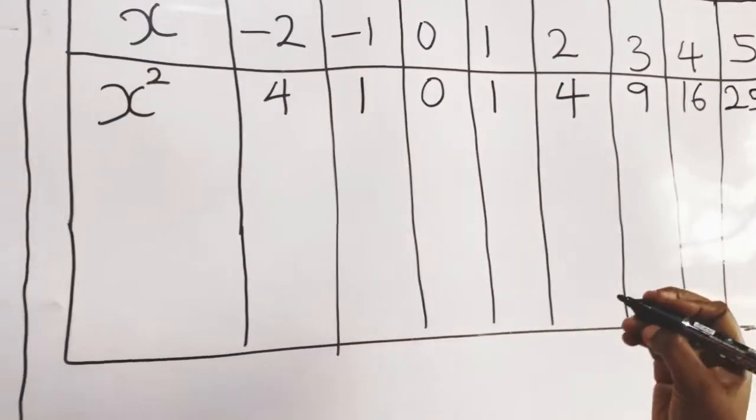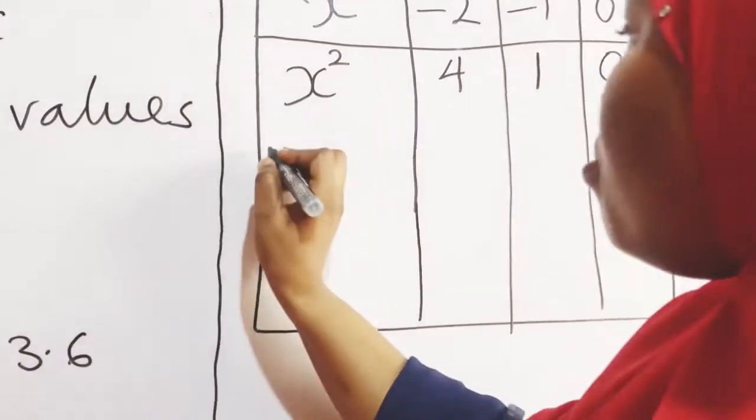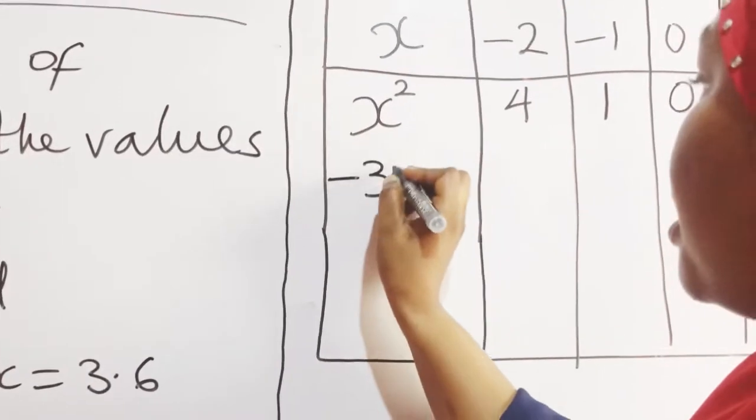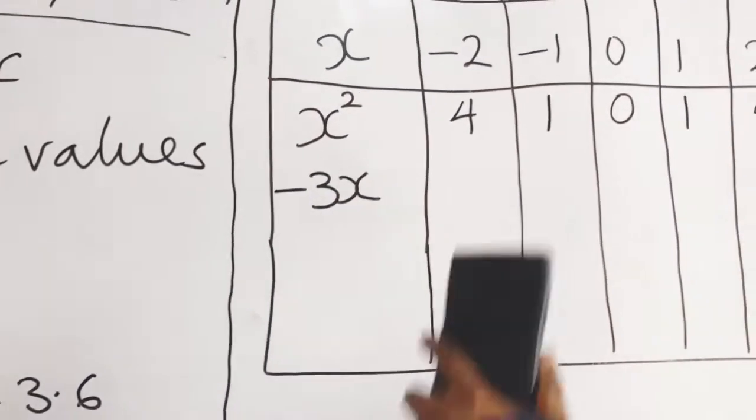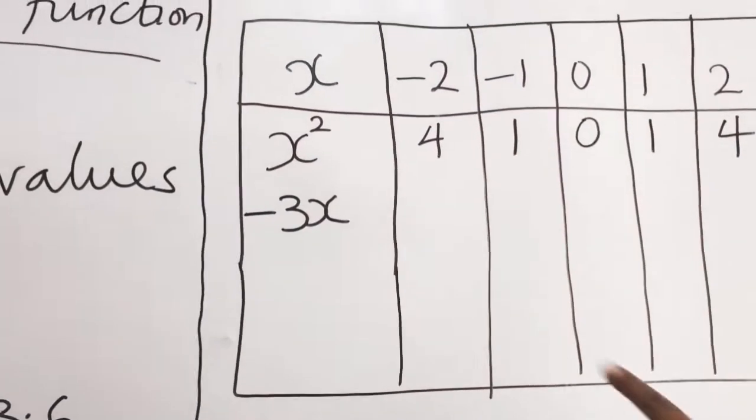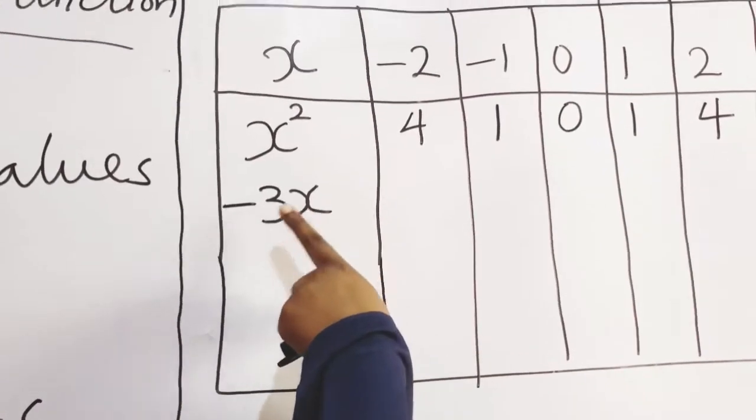So the next thing is that we want to write for -3x. So when x is equal to -2, -3x is going to be minus.